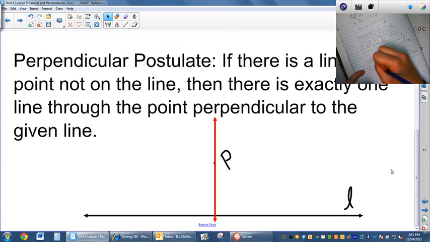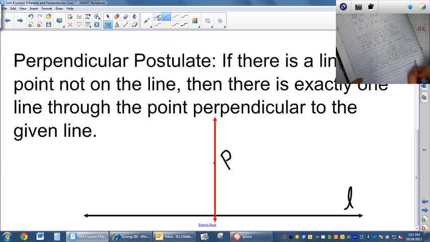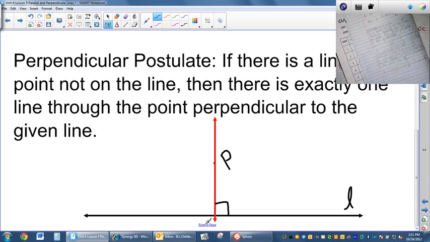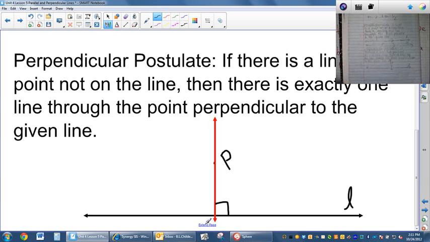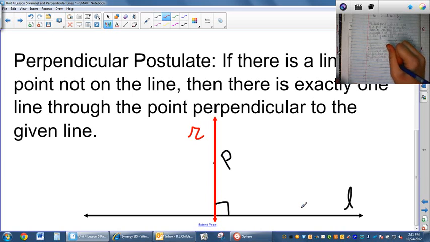When they were parallel lines, we indicated they were parallel by putting those little arrows on each of the lines. To indicate that this is perpendicular, anyone want to take a stab at what we're going to do? We're going to put a little square right there to show that it's a right angle. That is how you show that those lines are perpendicular. And we can say that line R is perpendicular to line L.